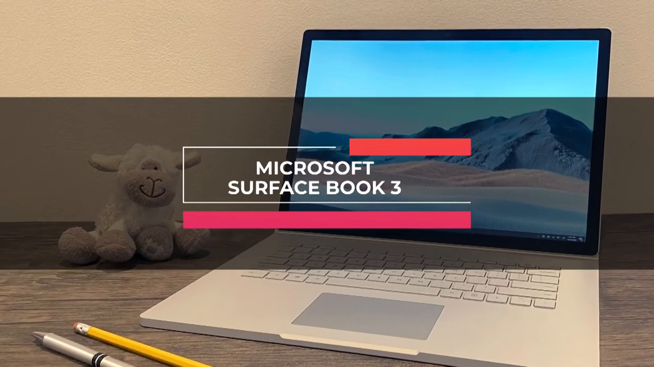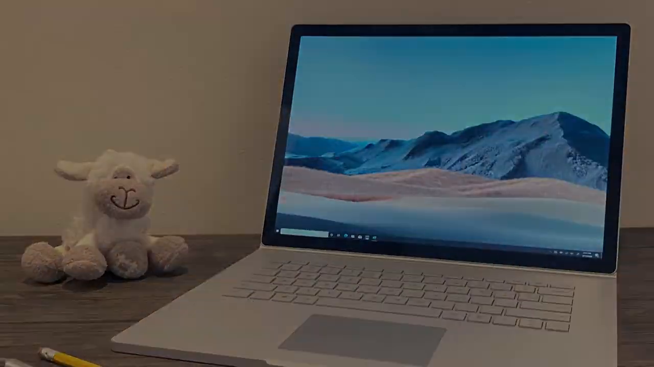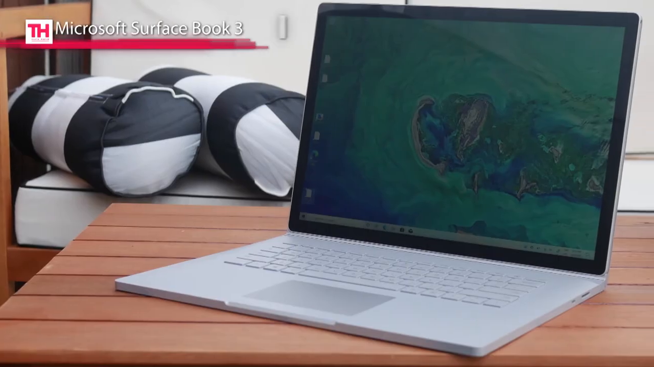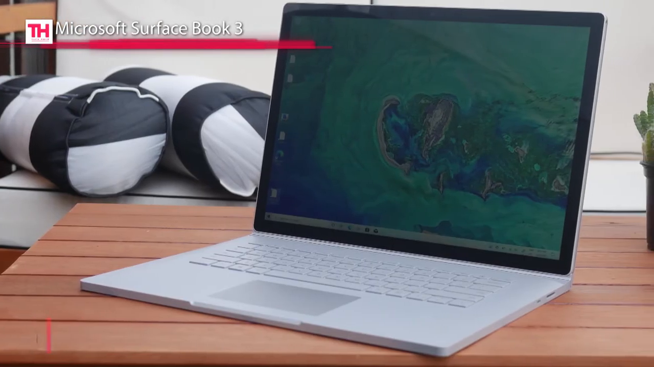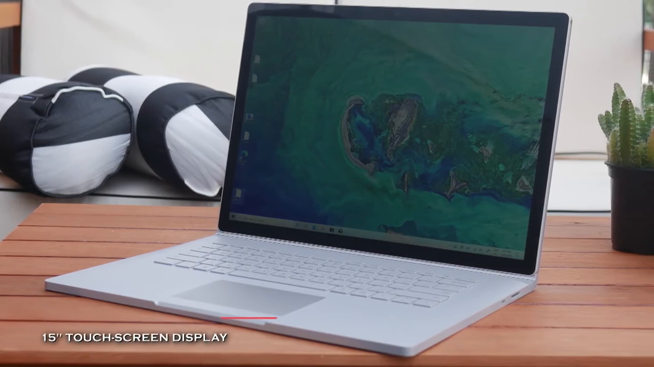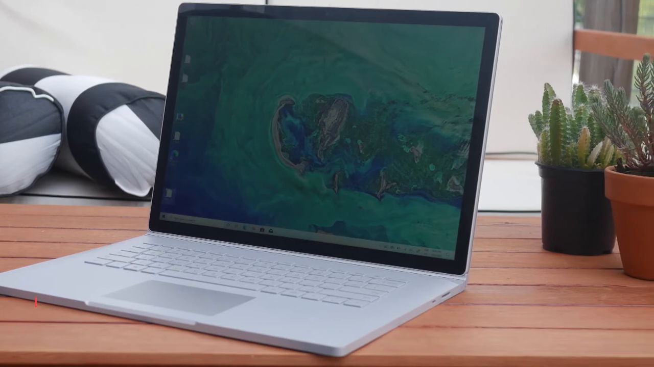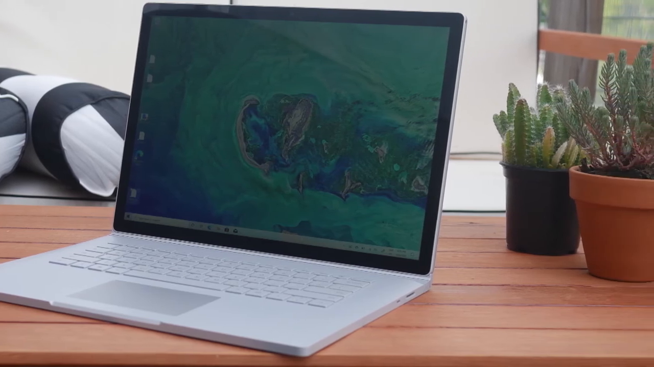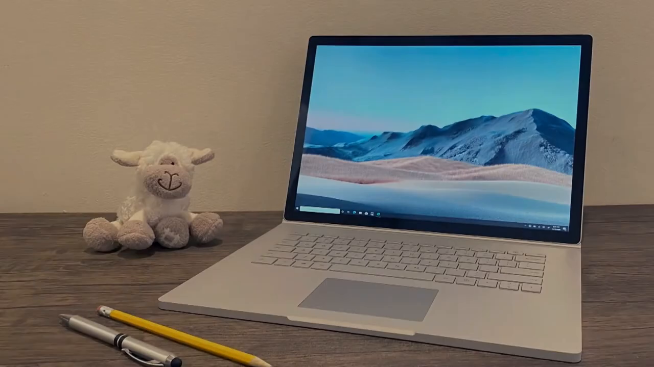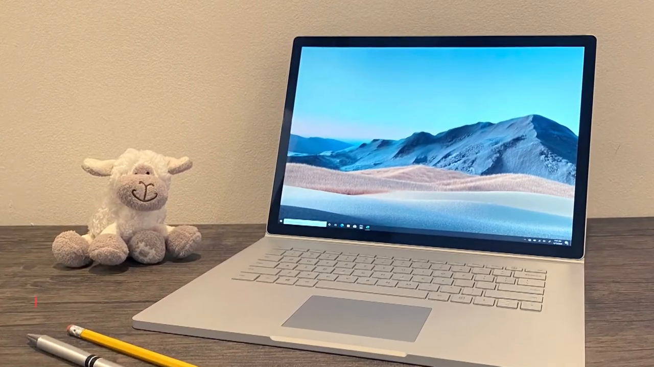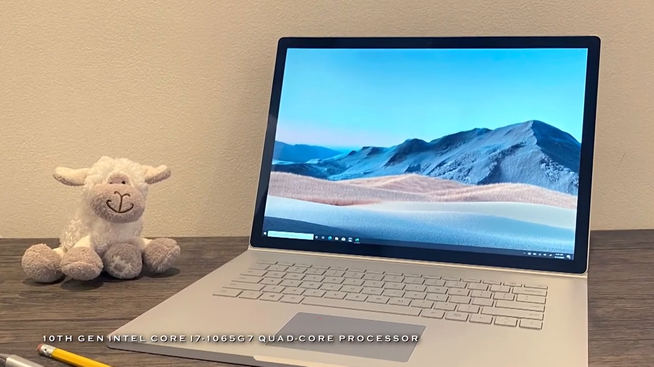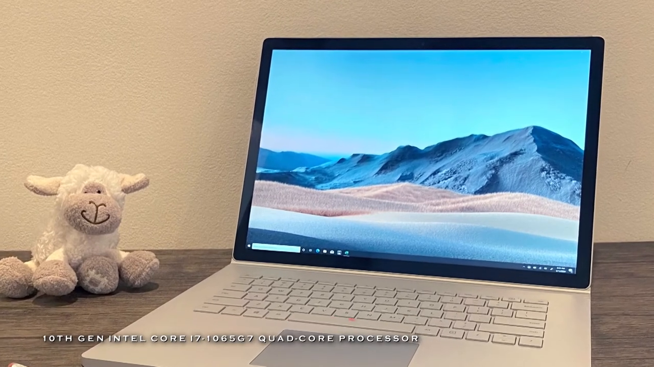Next is the Microsoft Surface Book 3. With this Surface Book, you can get the power of a desktop, versatility of a tablet, and mobility of a laptop. It is powered by a 10th gen 1.3 GHz Intel Core i7-1065G7 quad-core processor and can handle CPU-intensive tasks.